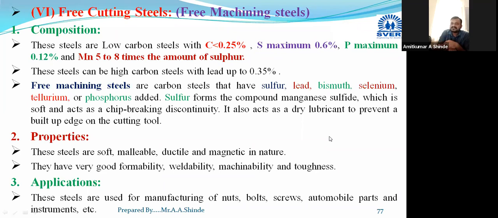Okay, so in this way, the chips will get broken as soon as they are forming. Hence, it will protect the workpiece also. You will get a smooth surface finish, and it does not damage the cutting tool you are using. So this is the reasoning behind why we are adding manganese in low carbon steel along with some sulfur. Then the next question arises here: why are we adding lead into high carbon steels?